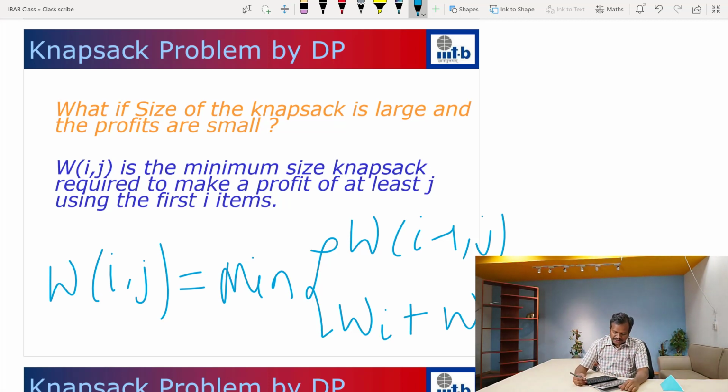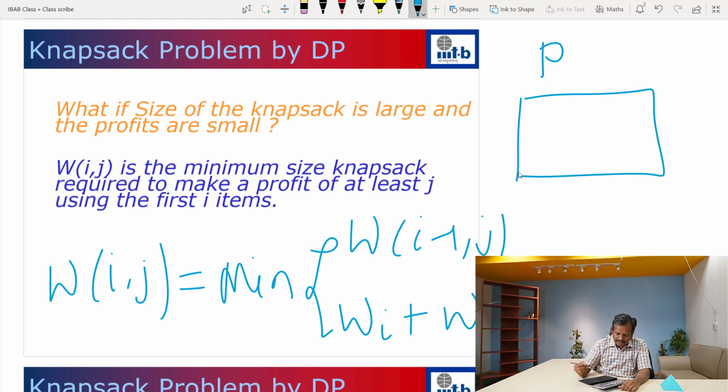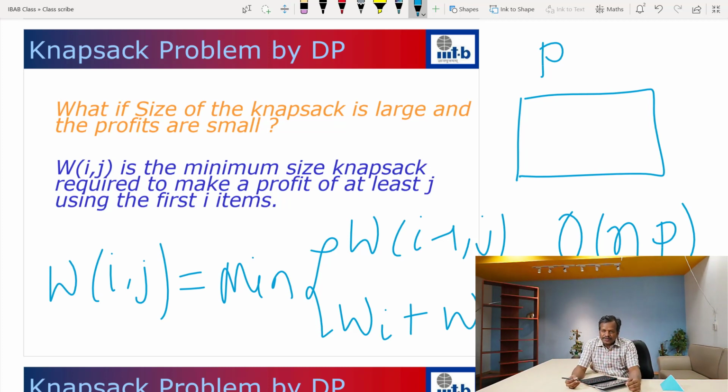In order to implement this, let's say P is the sum of all the profits. So we build a table of size n into P, right? The time required to build this is order n into P as seen earlier, and it also requires a space of order n into P. If you look at this table, W of n comma P will tell you what is the minimum size knapsack that is required to make a profit of P, right?